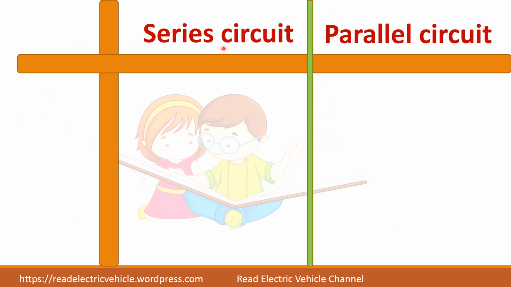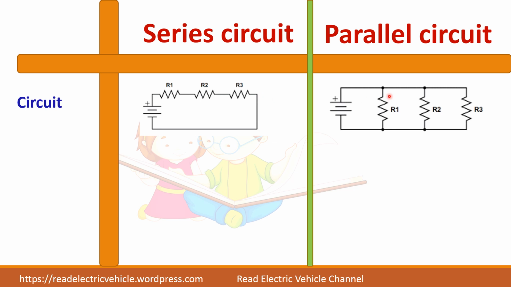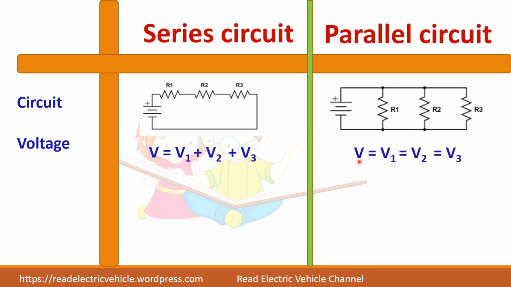Now let us see the difference between series and parallel circuit. In a series circuit, all will be connected in series. In a parallel circuit, all are in parallel. So what is the voltage here? The total voltage gets divided, so it is equal to the sum of the voltages. Here the voltage across each resistance will be the same. In case of current, the current is the same in a series circuit, whereas the current gets divided in a parallel circuit.